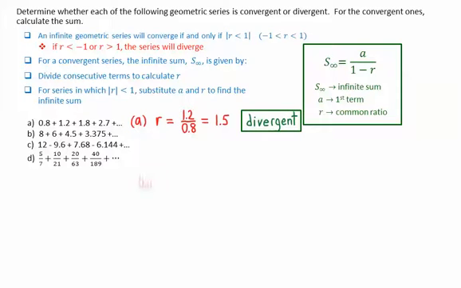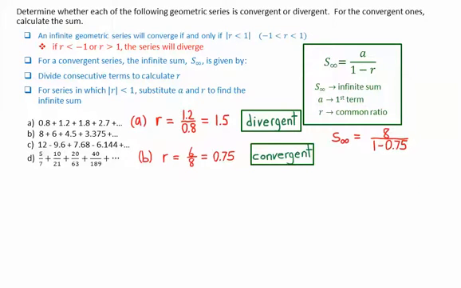For B, again, we calculate r by dividing consecutive terms. Dividing the second term of 6 by the first term of 8 gives a result of r equals 0.75. Since r is between -1 and +1, this is a convergent series. We can then calculate the sum by substituting A equals 8 and r equals 0.75. 8 over 1 minus 0.75 gives an infinite sum of 32.